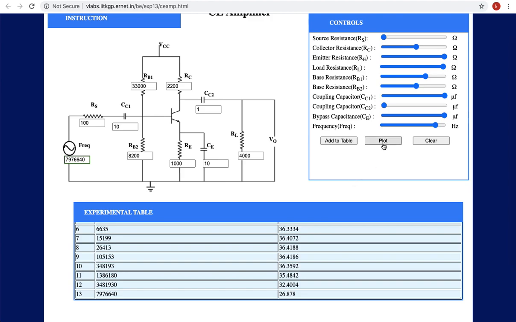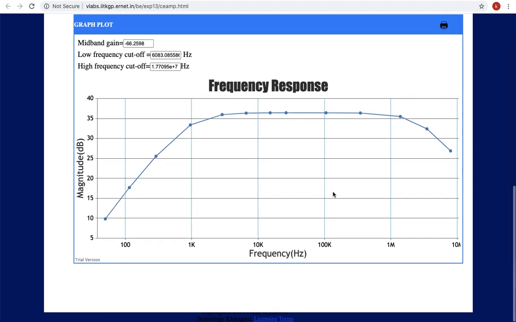Now click on plot. So it creates a graph here, like this. The maximum gain we obtained here is 36.4 dB. So somewhere here the cutoff frequency will be there, nearly 33 value. Similarly on the other side also, somewhere between these two we will have some 33 value.